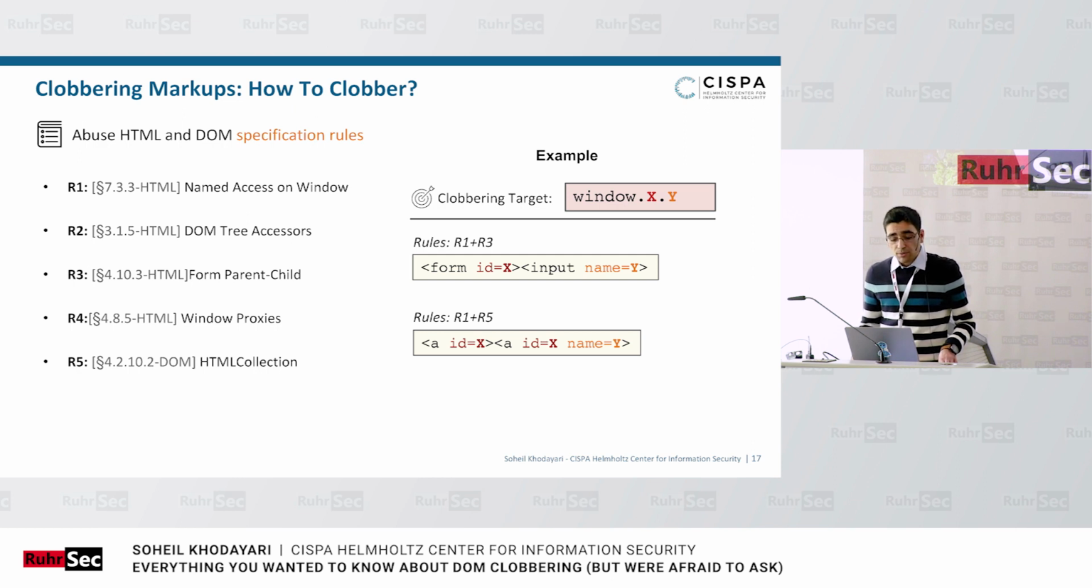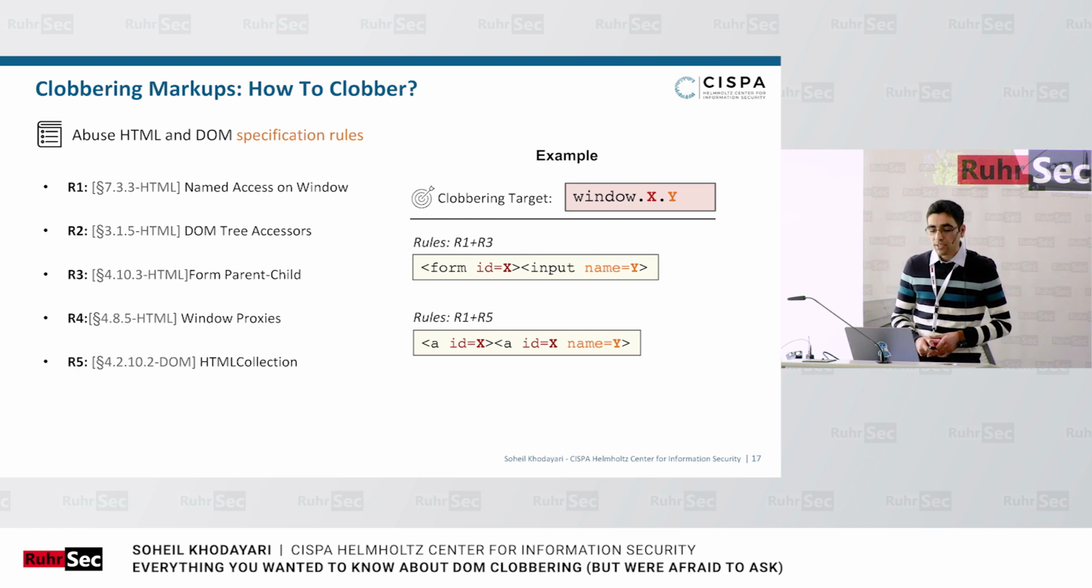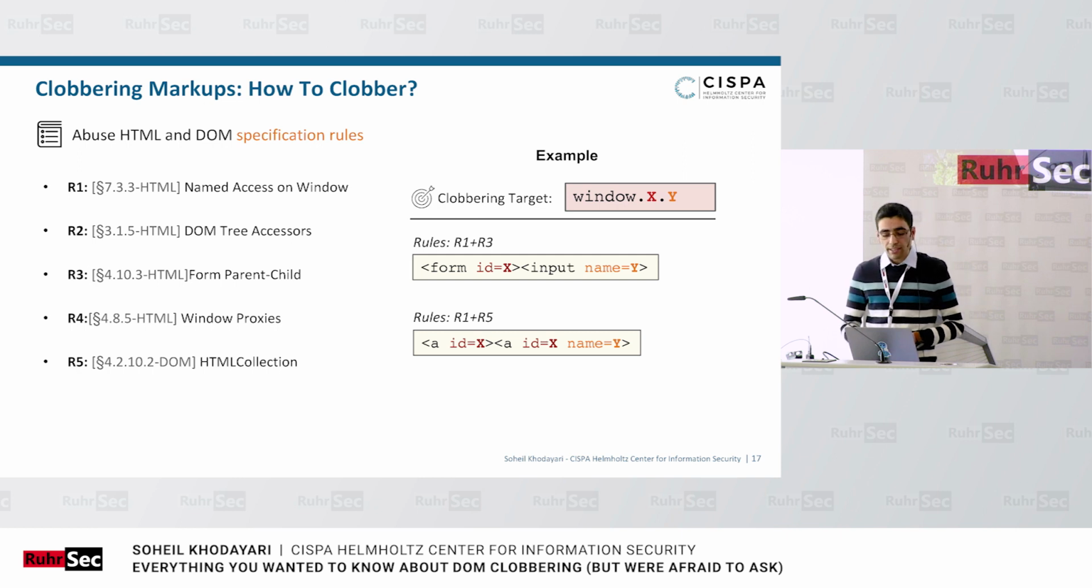Another alternative is to combine, again, rule 1 with the HTML collection rule, which basically says that if two tags in the DOM tree have the same ID, so in this particular example, we have two anchor tags with ID x, then they form an array-like object called an HTML collection. So this way, we have an HTML collection, and to refer to a particular node, the second element can have a name property. Again, this allows you to clobber window.x.y. And there are also other combinations of these rules that can allow you to clobber different things, for instance, document properties.